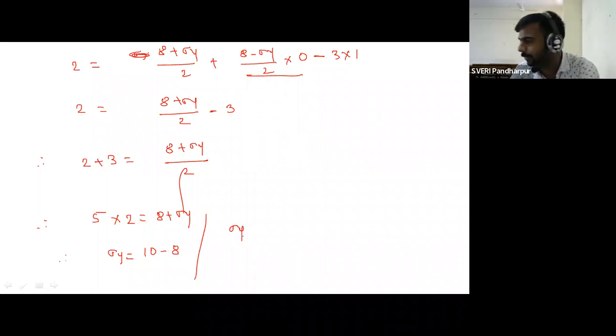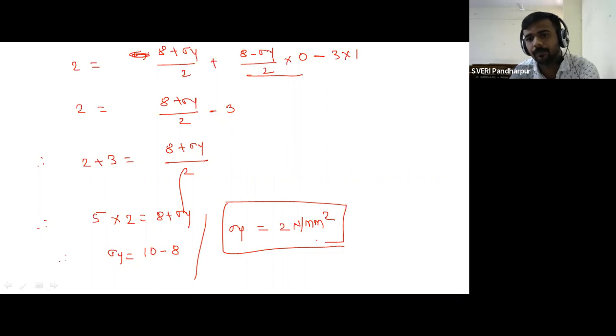So sigma y is 2 Newton per mm square. This is the another tensile stress, that is sigma y is equal to 2 Newton per mm square. So only we have to rearrange the terms. We have to take unknown parameter at one side. And for the sigma y calculation, we have taken first 3 at left side, then multiply by 2, then 8 also we have taken to the another side, and you will get the sigma y which is equal to 2 Newton per mm square.